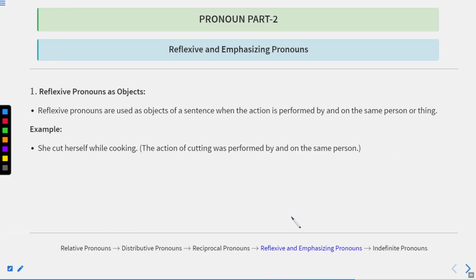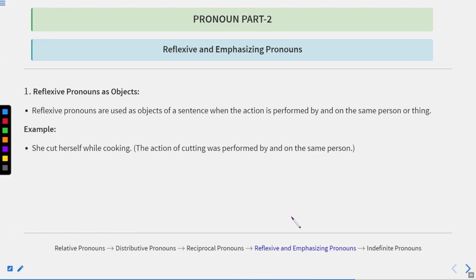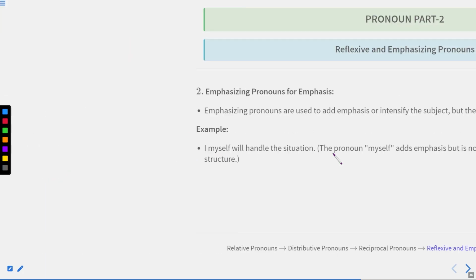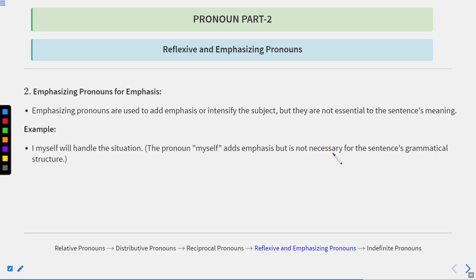Now, reflexive and emphasizing pronouns. Reflexive pronouns as objects: reflexive pronouns are used as objects of the sentence when the action is performed by and on the same person or thing. Example: she cut herself while cooking. So herself is used for she, but it is used after the verb. Therefore, this is just a reflexive pronoun, or you can say an emphatic reflexive pronoun. The action of cutting was performed by and on the same person. It means the person who is doing the action is receiving the action as well. So we use a reflexive pronoun for that.